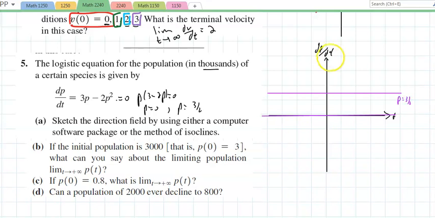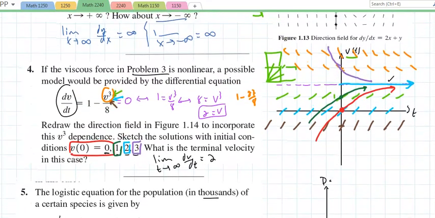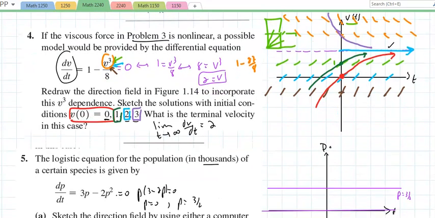I'm sorry. I keep on saying this is population. I'm graphing the solution to this. I did that up there, right? Yeah, that's the velocity, yeah. The change of velocity is acceleration.